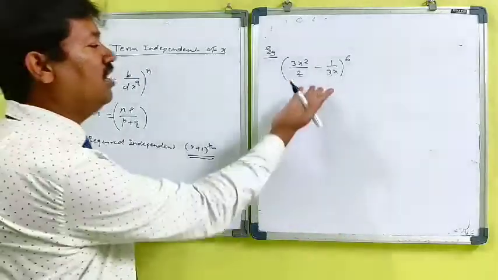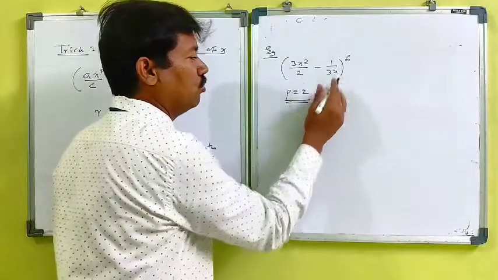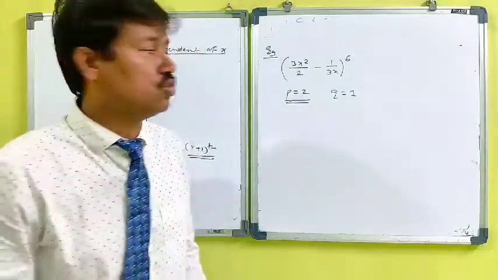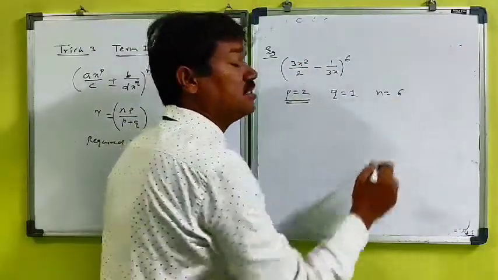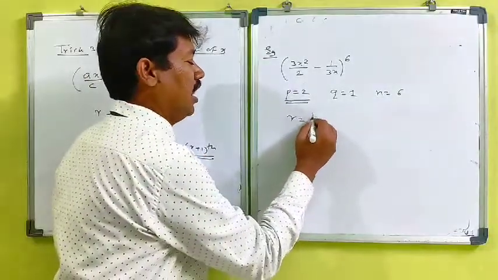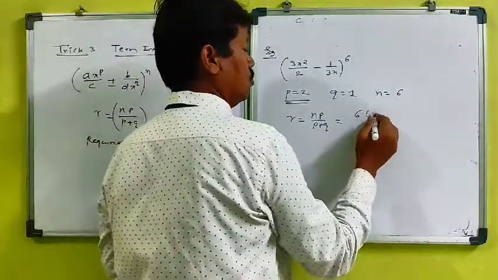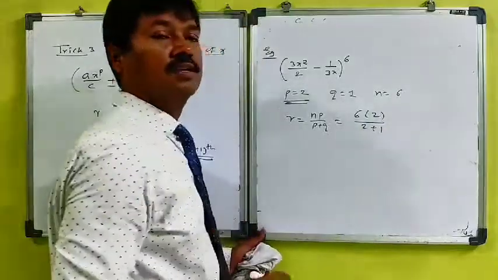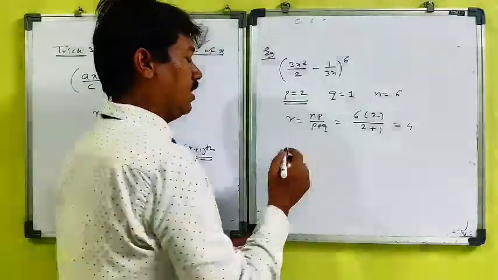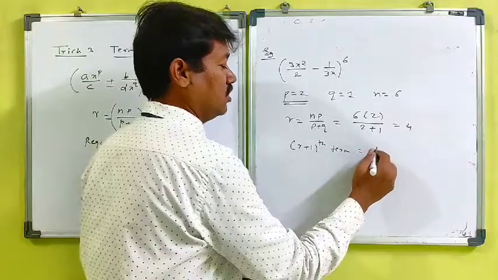Isn't that fun? In a flash. So see here, what is p? p is x squared, so what is the value of p? 2. The power of x below, what is it? 1. So what is the value of q? 1. What is the total power of the expansion? 6. So what is the value of r? Use the formula. r is np upon p plus q. So 6 into 2 upon 2 plus 1, that is 12 upon 3, which is 4. So the value of r is 4. That means the (r+1)th term, so that is the 5th term.